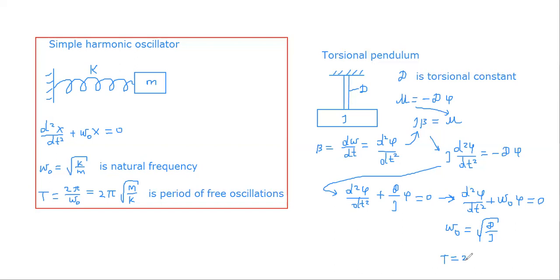And the period of free oscillations is equal to 2 pi divided by omega 0, and this is equal to 2 pi times the square root of I, moment of inertia, divided by the torsional constant. Okay, do you have any questions about the torsional pendulum?